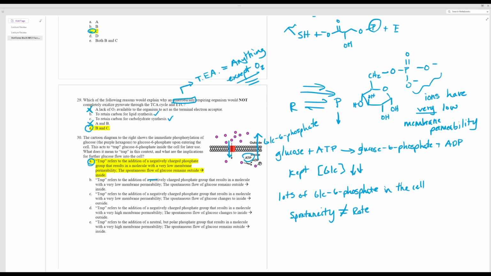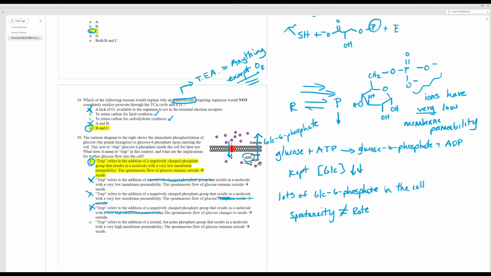B says trap refers to the addition of a positively charged phosphate group. Phosphate groups are not positively charged, so it's wrong. C, trap refers to the addition of a negatively charged phosphate group that results in a molecule with a very low membrane permeability. Okay, that's true. The spontaneous flow of glucose changes to inside to outside. Nope, there's no change. That's wrong. We want the spontaneous flow of glucose to remain outside to inside. D, trap refers to the addition of a negatively charged phosphate group that results in a molecule with a very high membrane permeability. Nope. Ions do not have high membrane permeability.